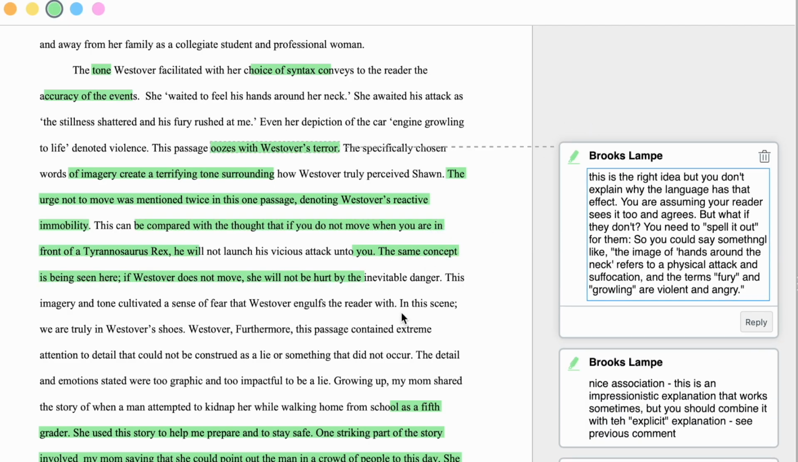piece of close reading. But I actually took a moment to write a comment to this student to say, you need to go one step further. It is true that we would all probably agree, all of us reading this part of this scene from the book, that we felt this sense of oozing terror. And we would also agree with this student that these images are conveying that terror.